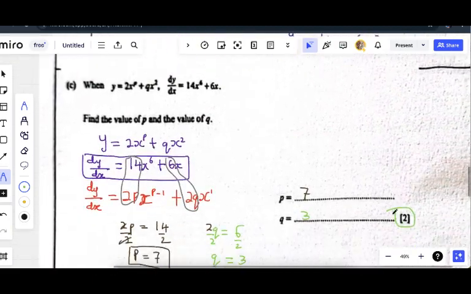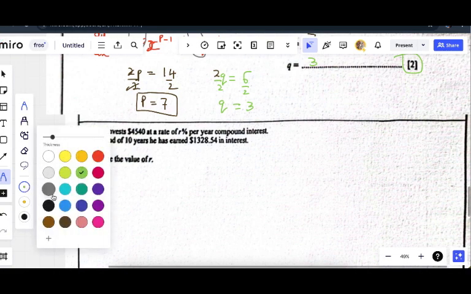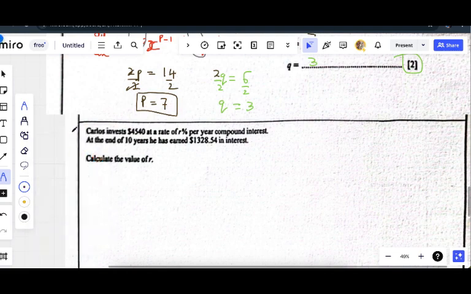Now let's go to question 9. Question 9 is on compound interest. I think many of us are very familiar with compound interest.